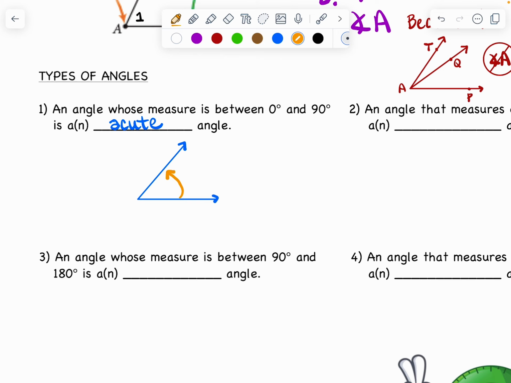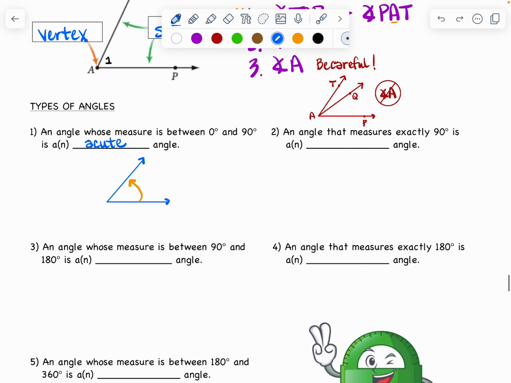I am aware technically, if you might be thinking this, there is another angle, like this big guy all the way around. That's also another angle, but our human brain, when we see an angle, we automatically go to the smallest angle. And you're going to want to do that most of the time in this class. We're going to talk about that big angle here in just one sec, though.